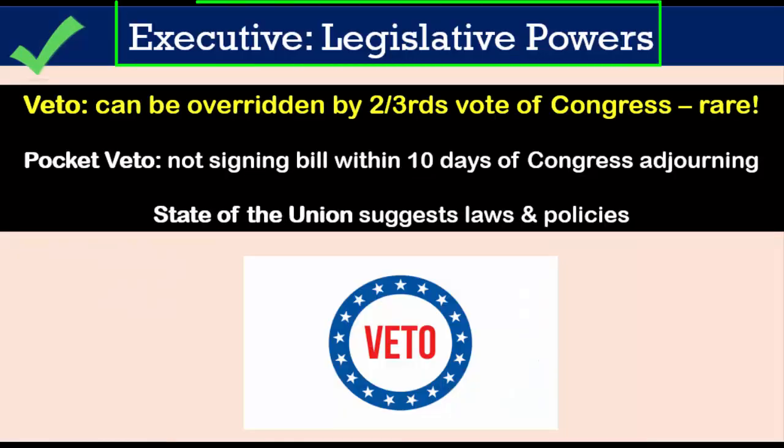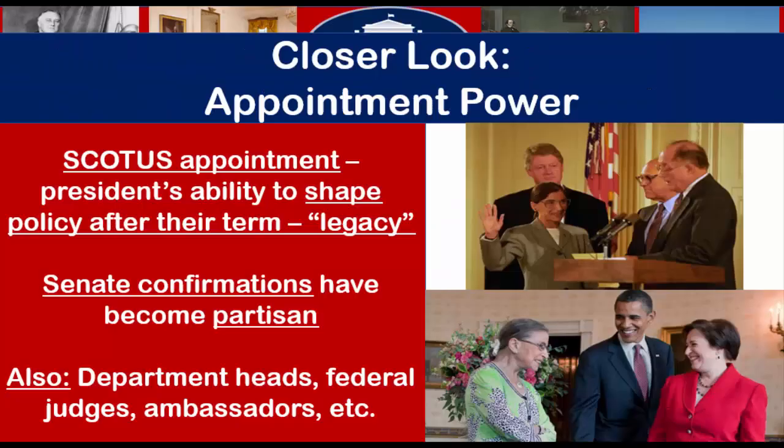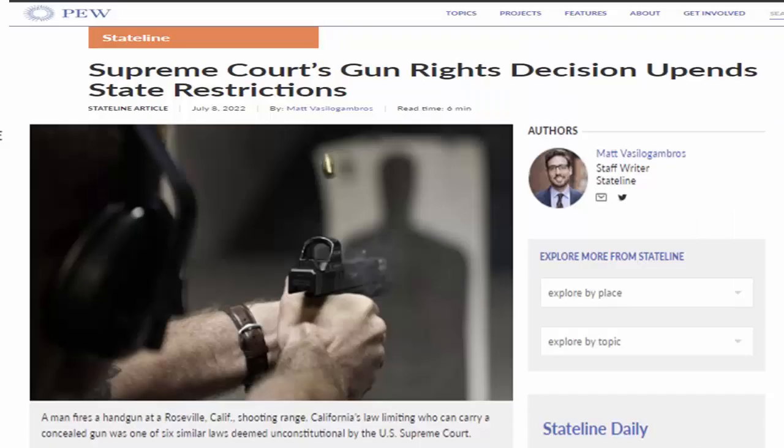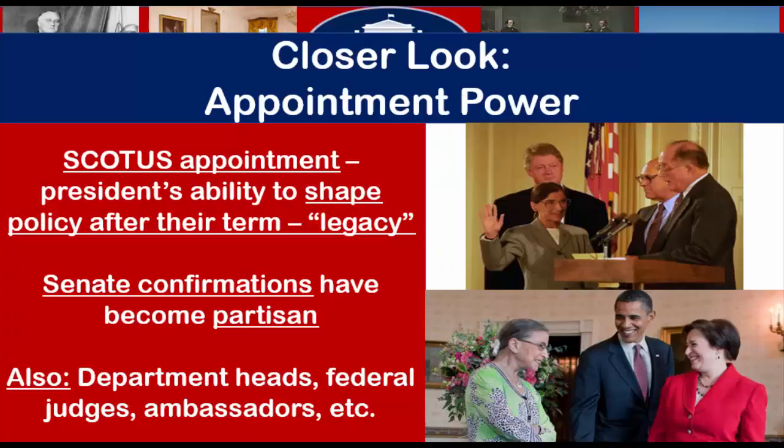Now, the veto is not commonly used by the president, but it is a huge check on Congress, as it's extremely difficult to override. Now, let's take a closer look at that appointment power. And we have seen in recent divisive decisions in the news this summer the power of appointing Supreme Court justices who serve lifetime tenure. This gives the president the power to shape the decisions of the court long after their terms are over.